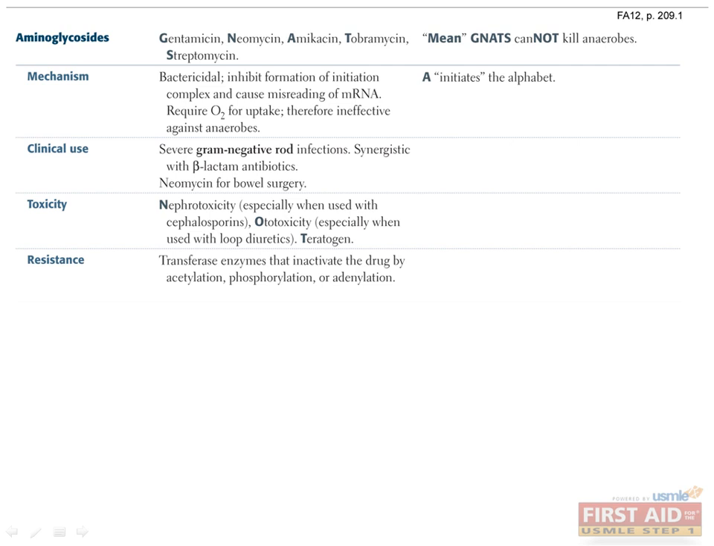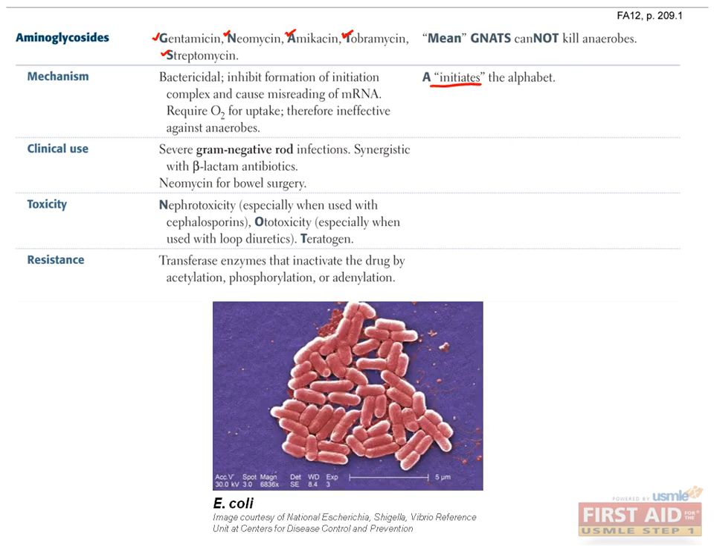The aminoglycosides include gentamicin, neomycin, amikacin, tobramycin, and streptomycin. They are all bactericidal by inhibiting the formation of the initiation complex and causing misreading of mRNA. Because they require oxygen for uptake, they are ineffective against anaerobes, but are effective against gram-negative rods. They are notable for their nephrotoxicity, ototoxicity, and teratogenic potential.